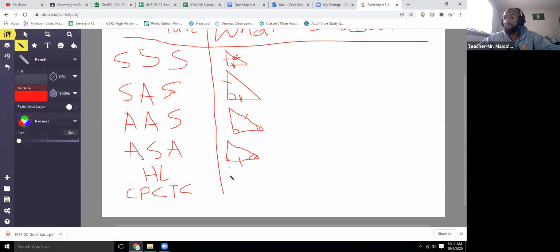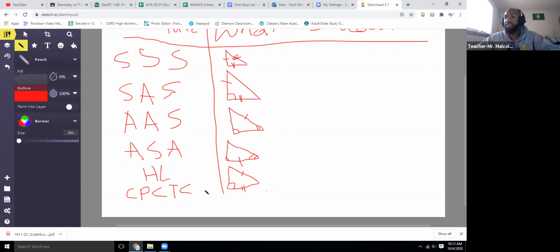For HL, you will need it to be a right triangle, and you must have the hypotenuse congruent and one of the legs. It could be this one or this one, doesn't matter. So the 3 things that it needs for HL, once again, it must be a right triangle, and the hypotenuse must be congruent, and then one of the legs. Okay. HL stands for hypotenuse leg. You can only have a hypotenuse if it's a right triangle.